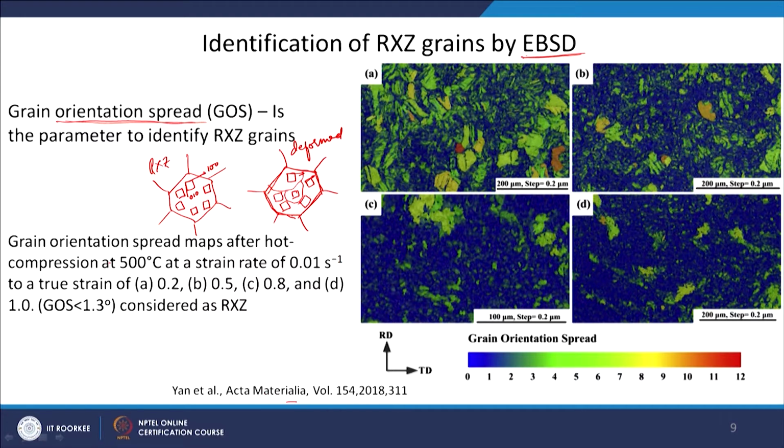And here they have the grain orientation spread map after hot compression at 500 degrees Celsius at a strain rate of 0.01 per second. This is after a true strain of 0.2, this is after 0.5, this is after 0.8, and this is after 1.0. And the criterion which they have taken is that grain orientation spread should be less than 1.3 degrees, and then they consider it as recrystallized. So, all this blue portion is recrystallized.